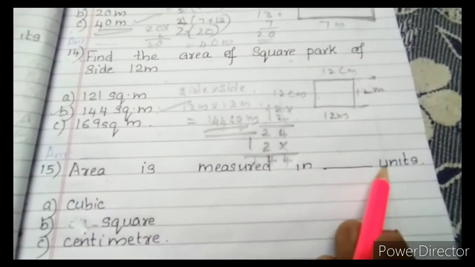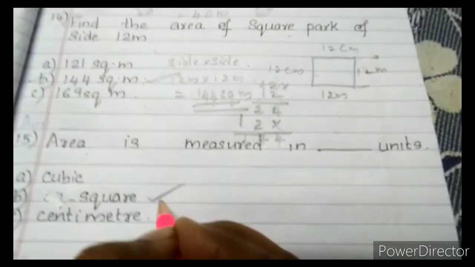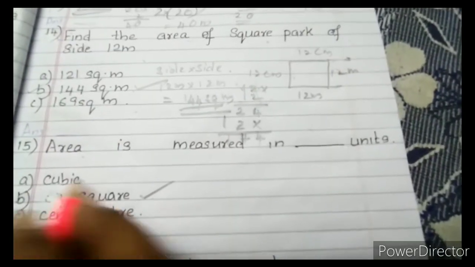15th question. Area is measured in dash units. We all know that the area is measured in square units. The answer is B.